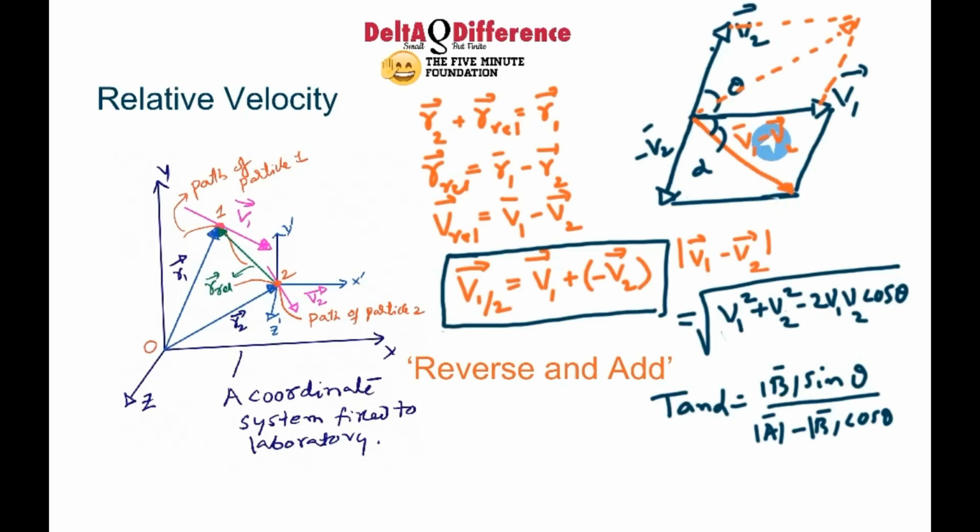So, if you do a little mathematics, you will get the magnitude as V1 square plus V2 square minus 2V1 V2 cos theta. The direction is given by tan alpha equals mod B sin theta by mod A minus mod B cos theta. Now, this is the analytical mathematical approach to defining relative velocity, that is velocity of particle 1 with respect to particle 2. The physical meaning of this is what?